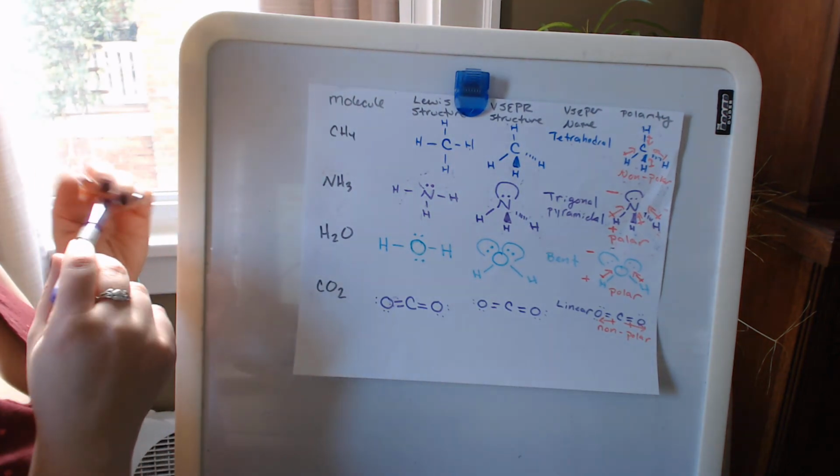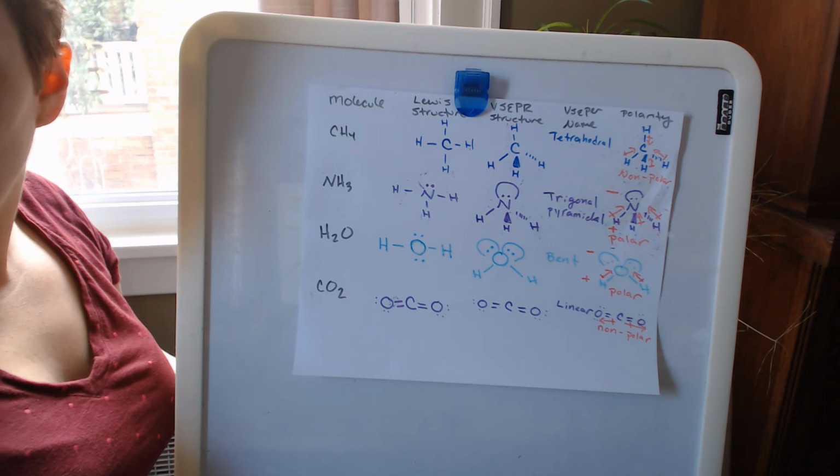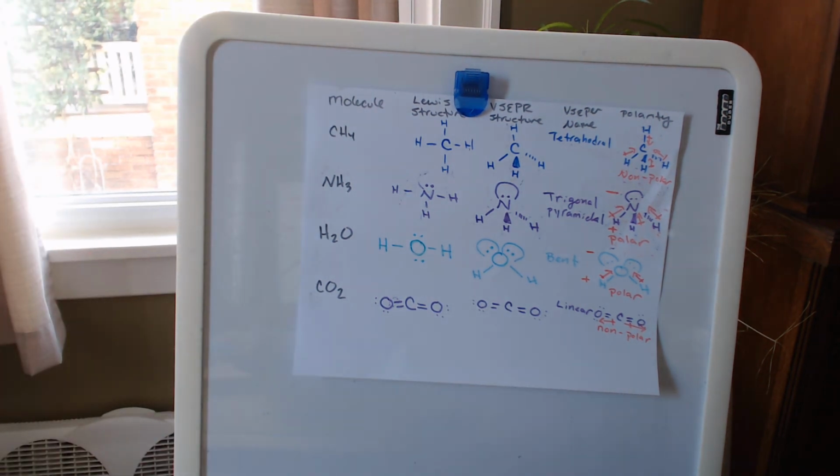All right. And that is how you draw VSEPR structures and predict the shape in 3D that a molecule would take, and how you can tell if a molecule is polar or non-polar.